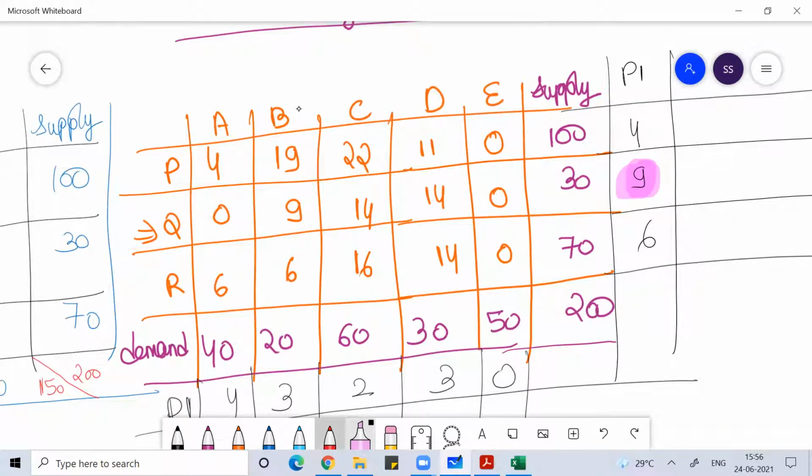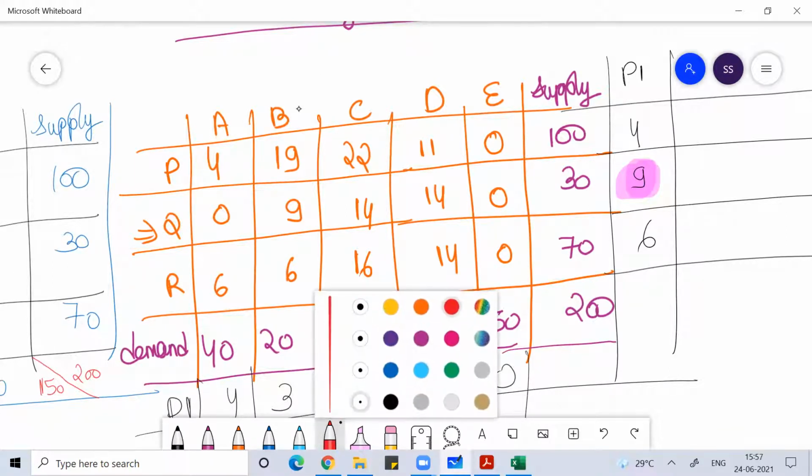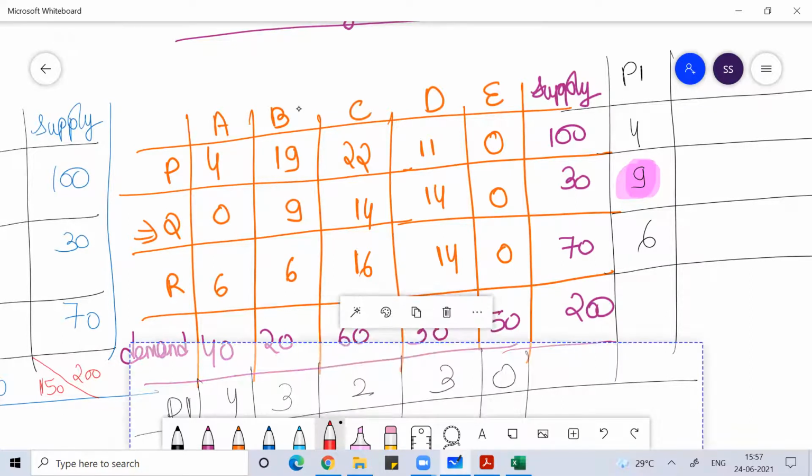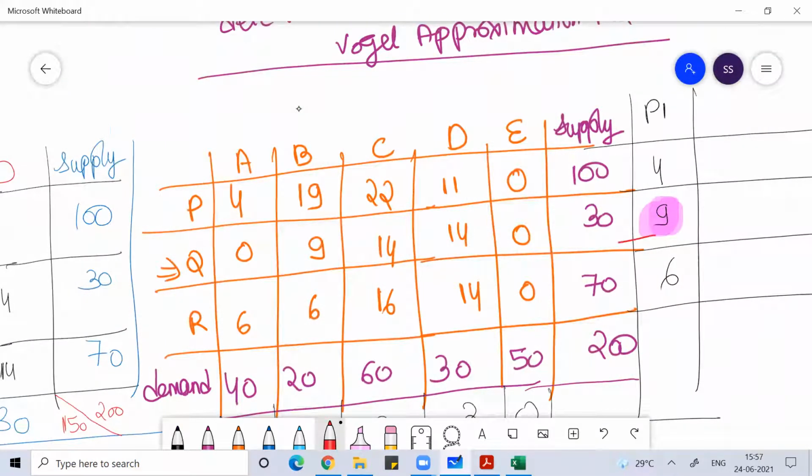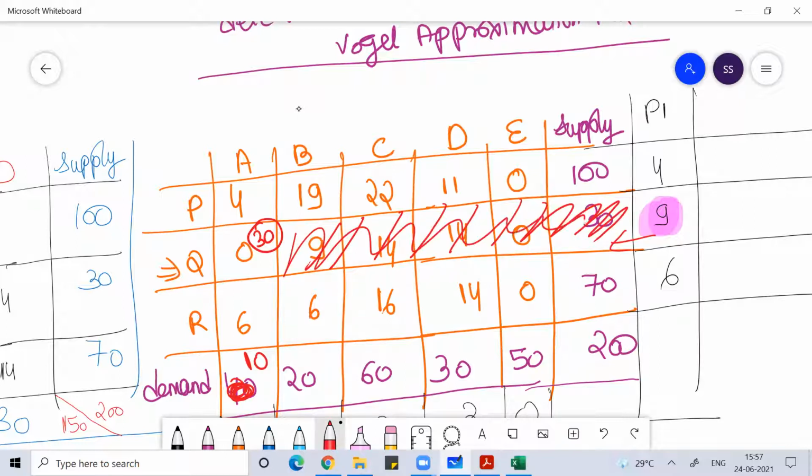So which one will I do first? I'll do the allocation of the second row first. You see the minimum element is 0. Supply is 30, demand is 40. So I'll put 30, and this will become 10. This will be done, the second row is done.